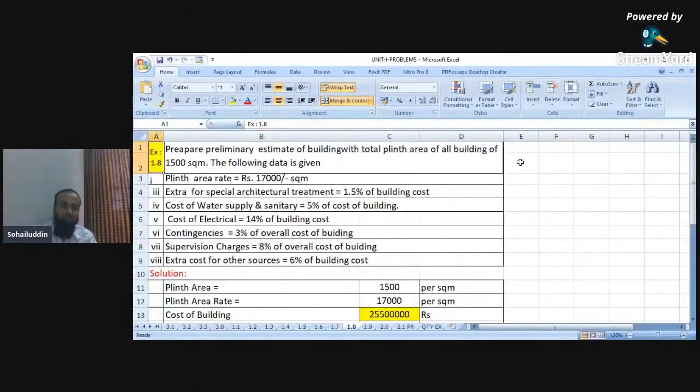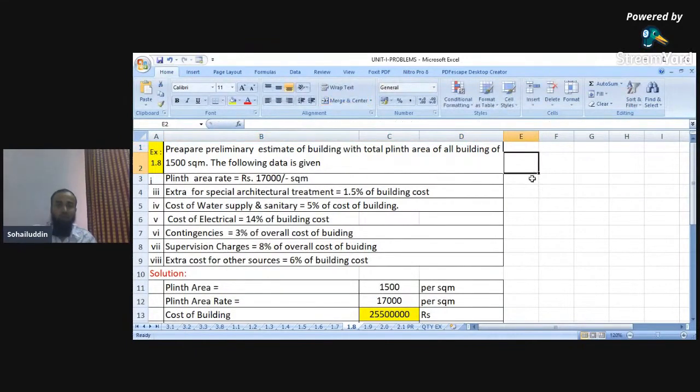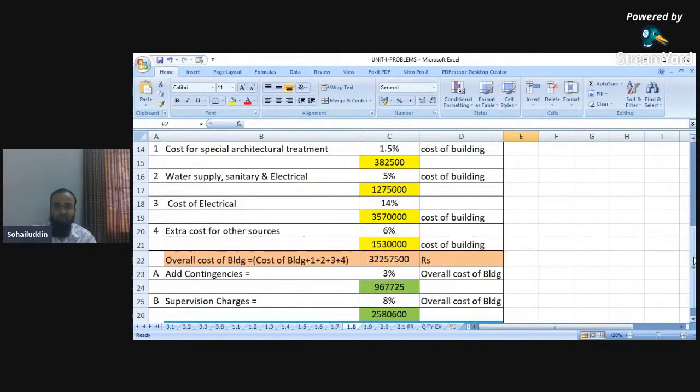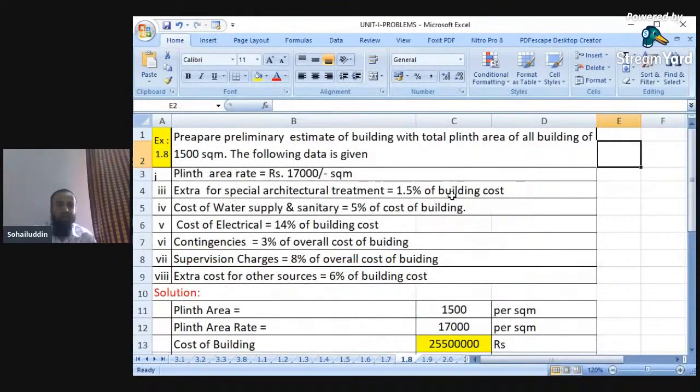The next problem is again the same. Prepare a preliminary estimate of a building with a total plinth area of all buildings of 1,500 square meters. The following data is given. The plinth area rate is also given, that is 17,000 per square meter.